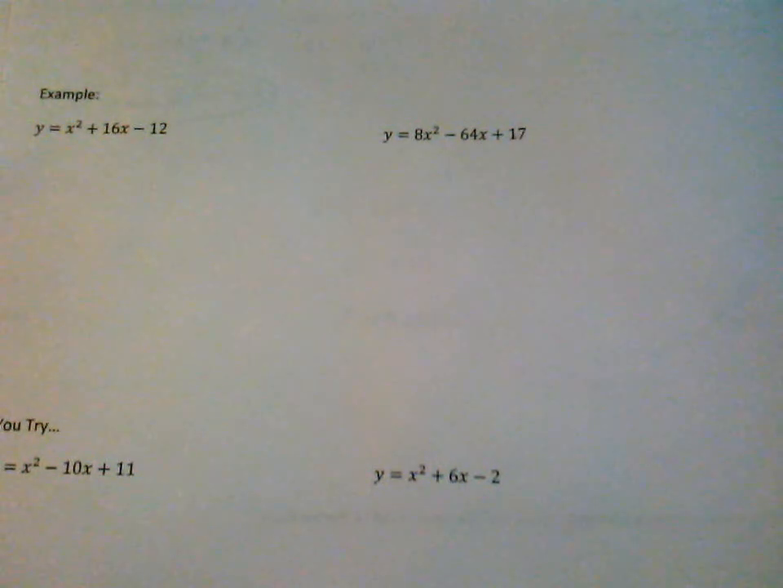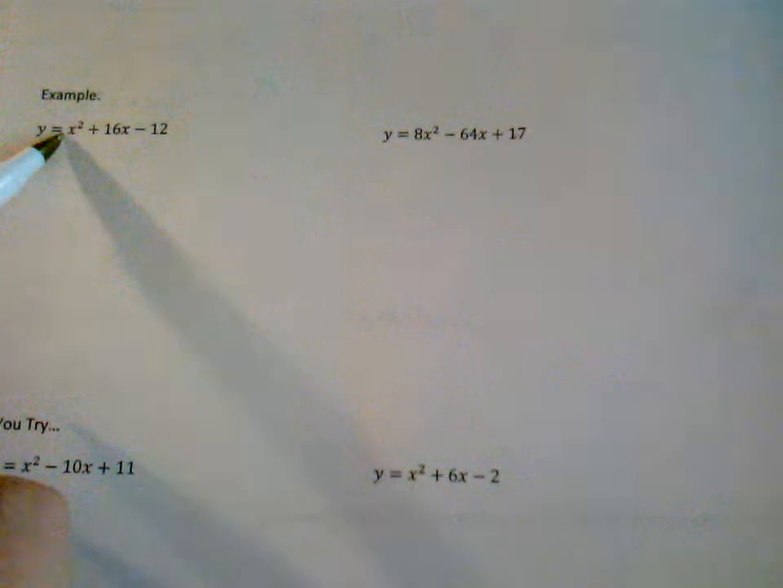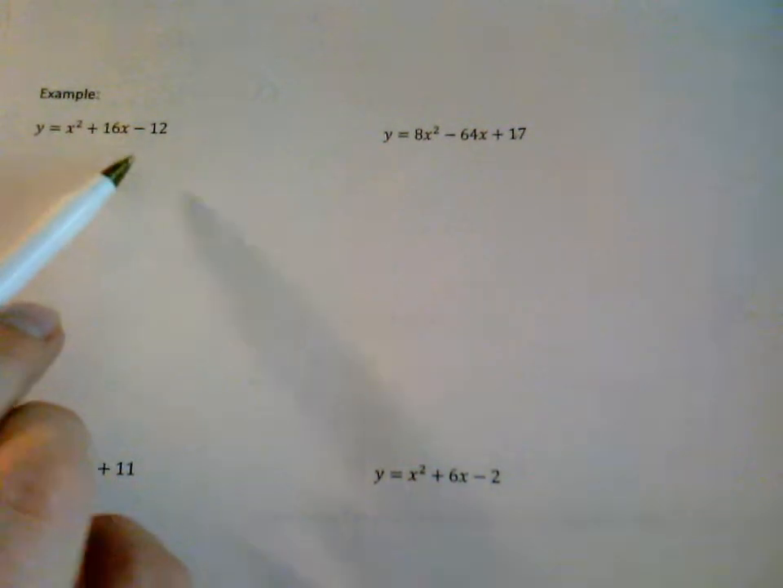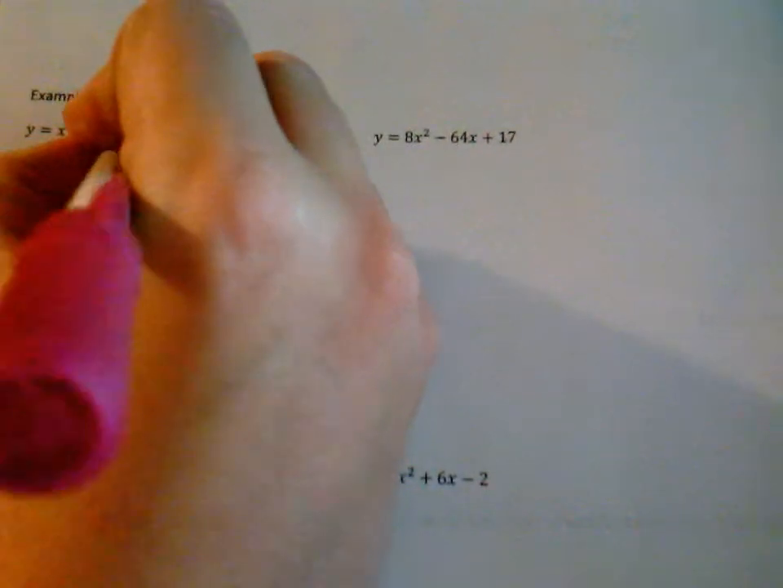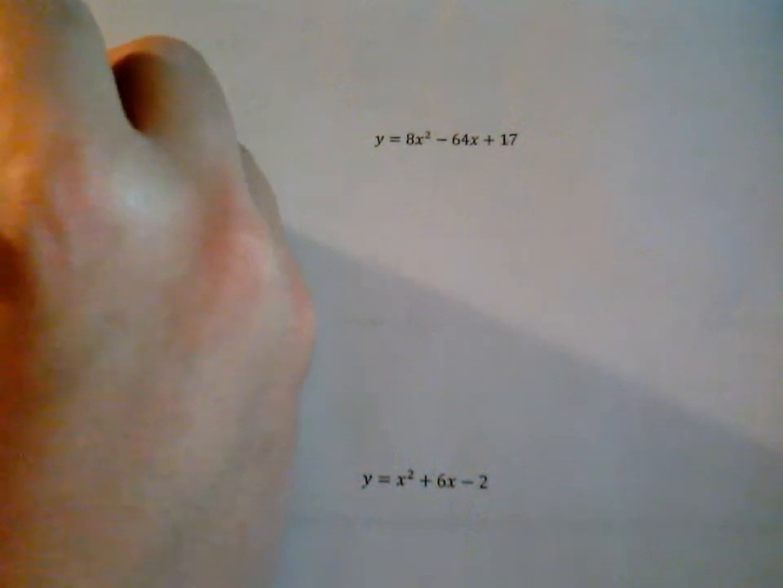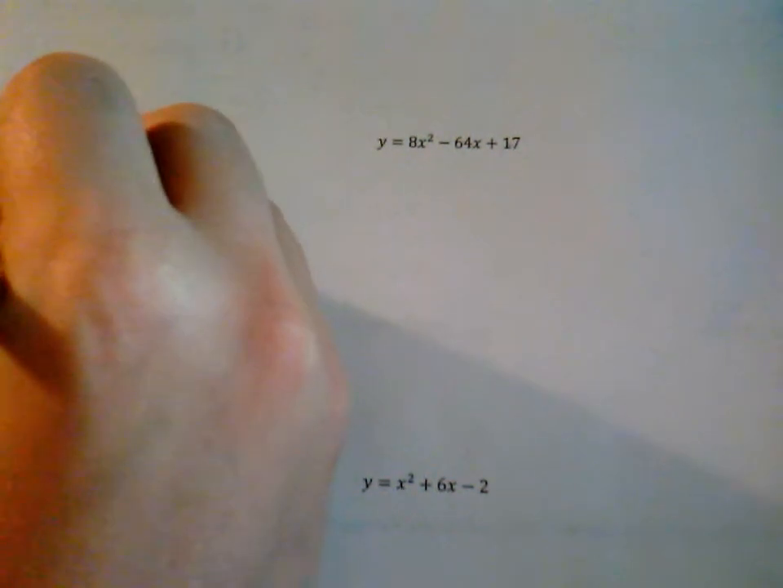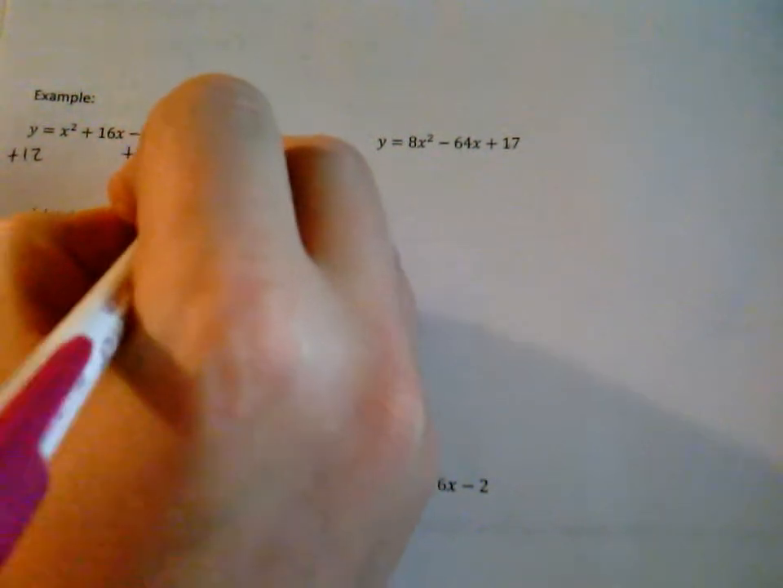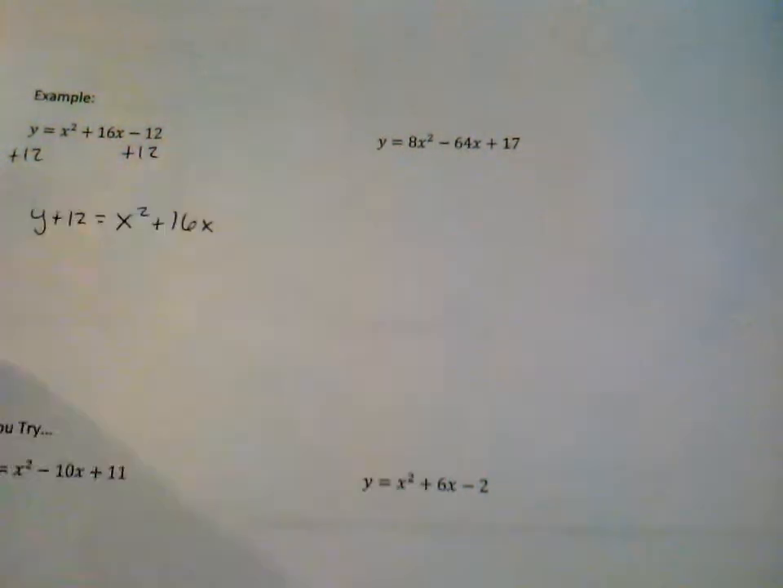Okay, so now this is converting from general form to vertex form. There are two types, one without anything in front of the x squared and one with. So I'm going to have to show you both for you to really understand this. First, we're going to get rid of this 12. We're going to add the 12 to both sides. This becomes y plus 12 equals x squared plus 16x.